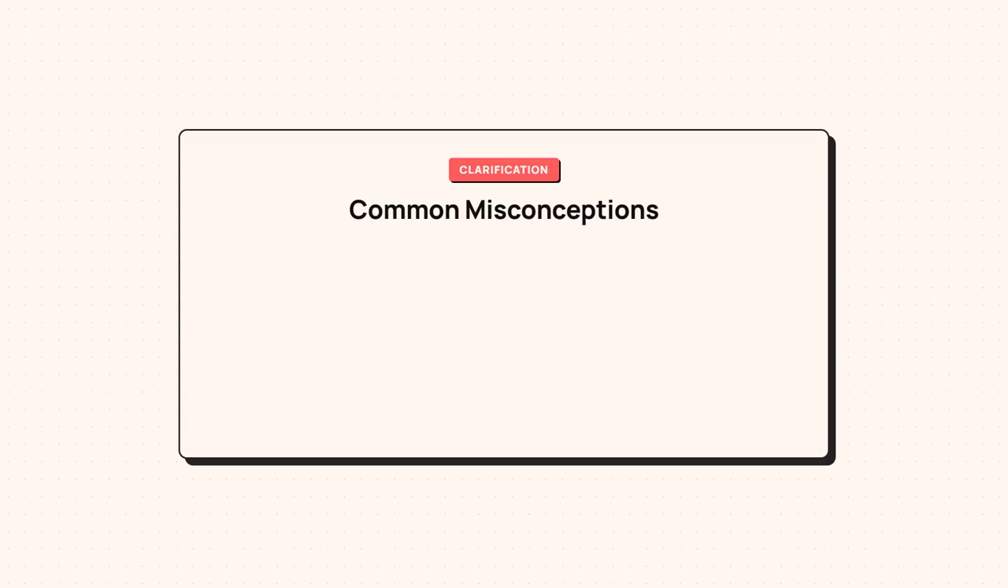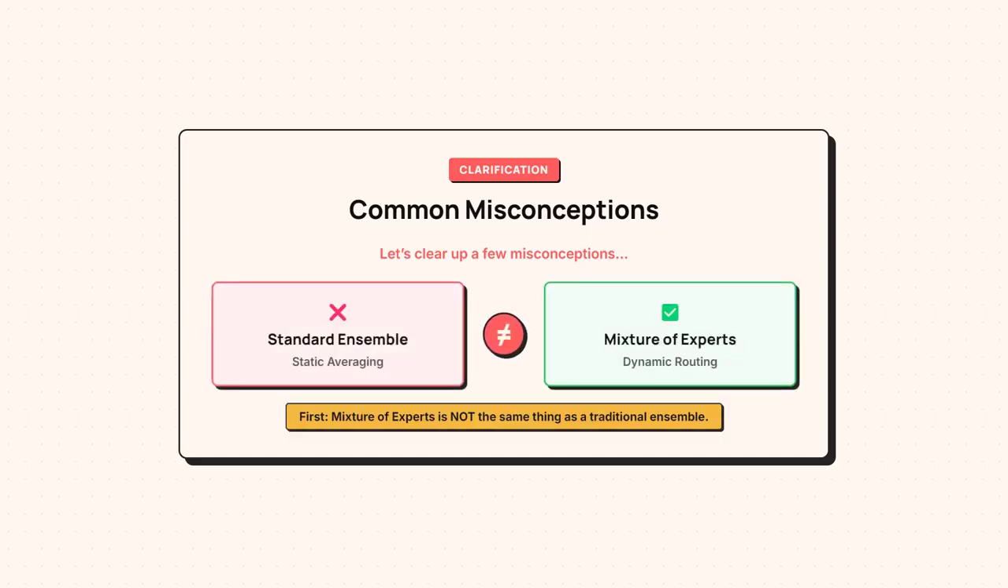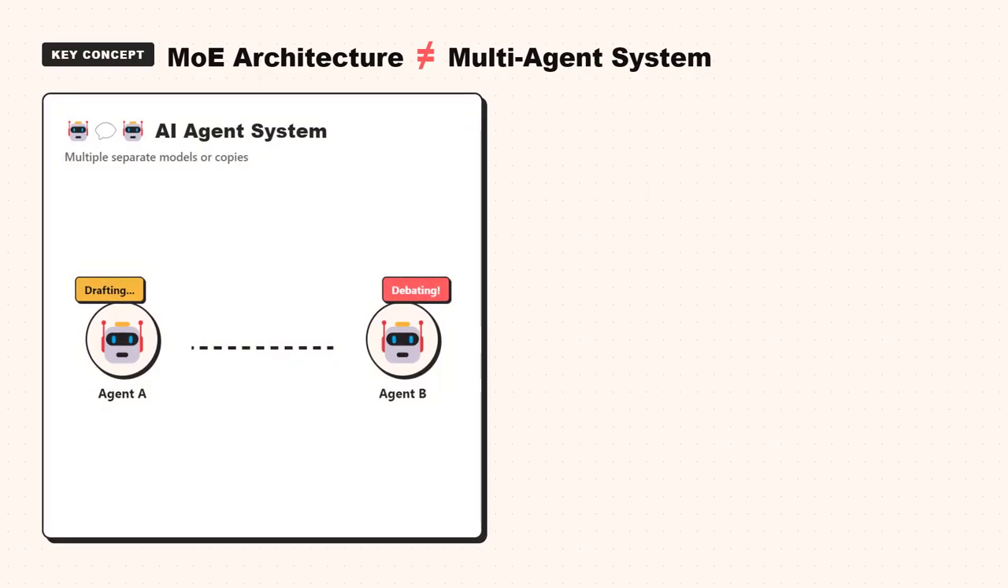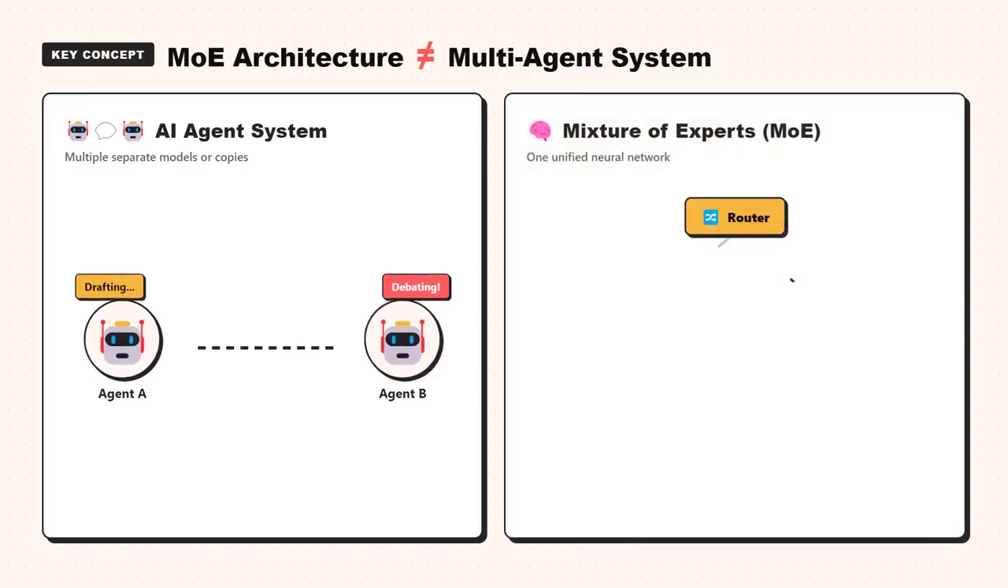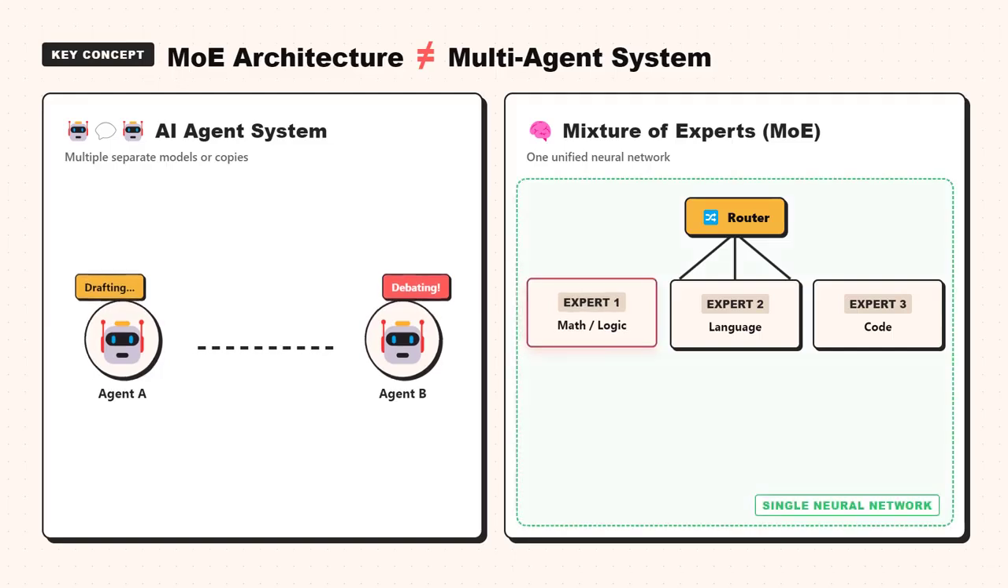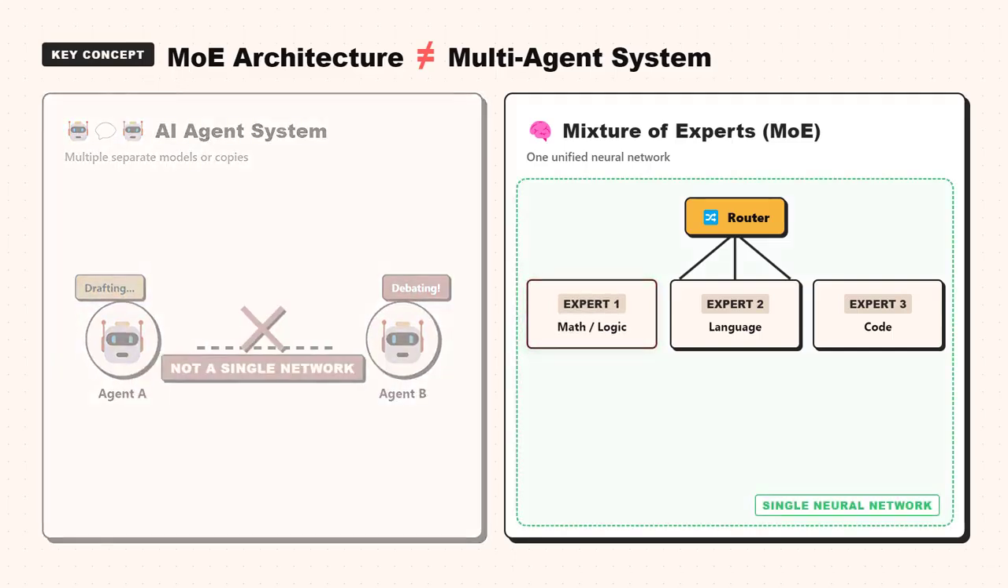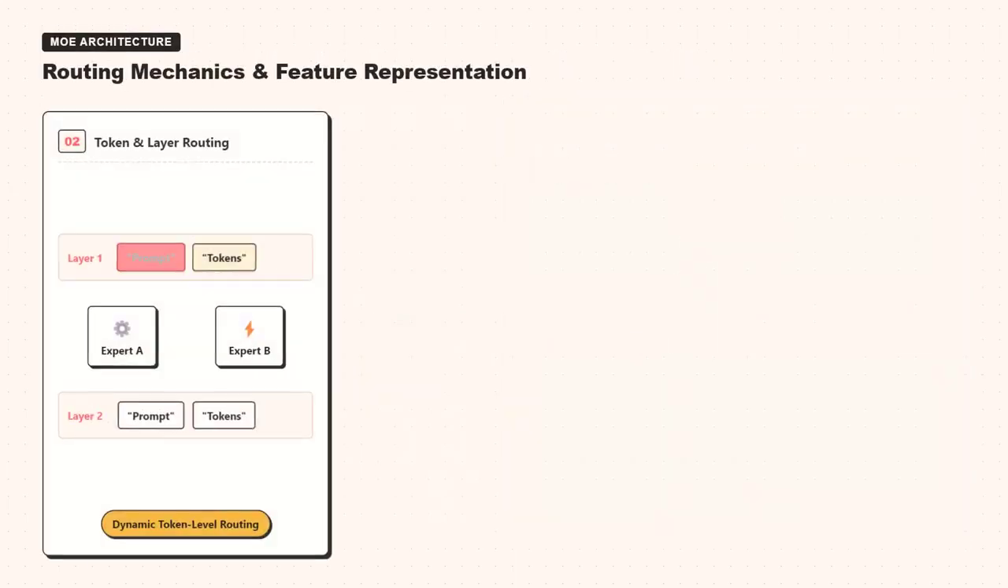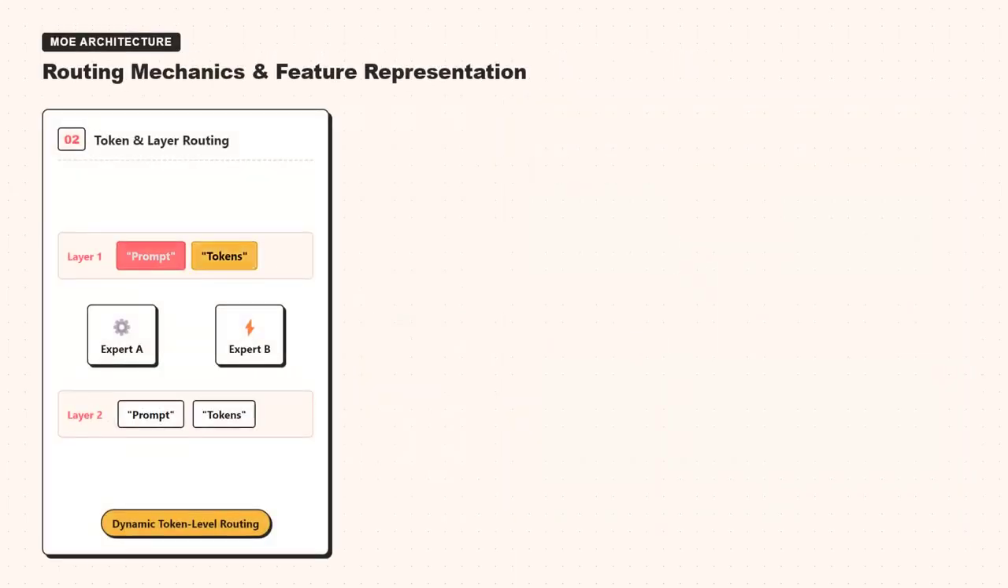Common misconceptions. Let's clear up a few misconceptions. First, mixture of experts is not the same thing as an AI agent system. An agent system may use several complete models or several copies of a model, each performing separate tasks. Inside an MoE model, the experts are components of one neural network. They are not independently writing answers and debating with each other. Second, the model does not normally route the entire prompt to one expert. Routing usually happens token by token and layer by layer.